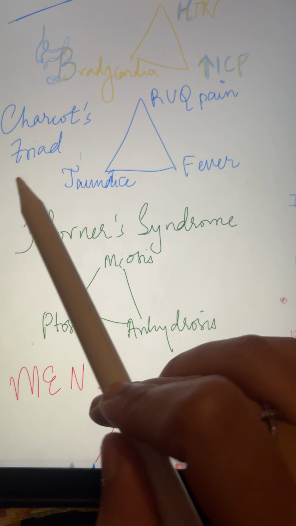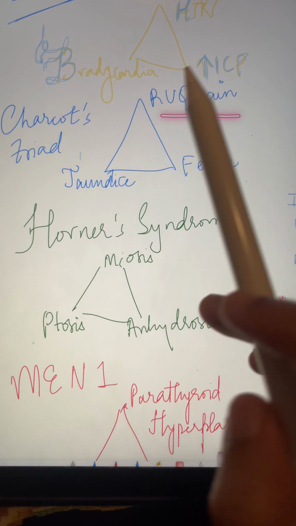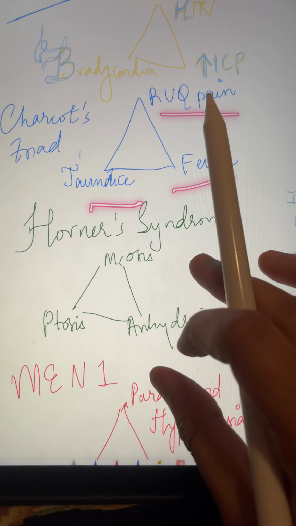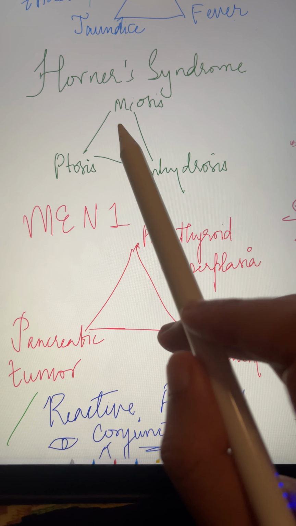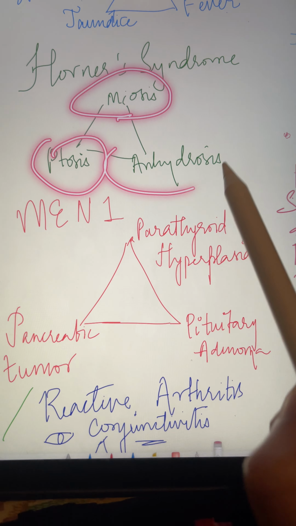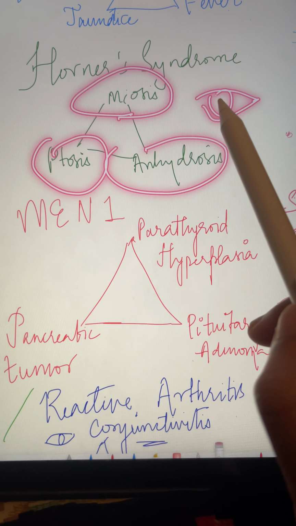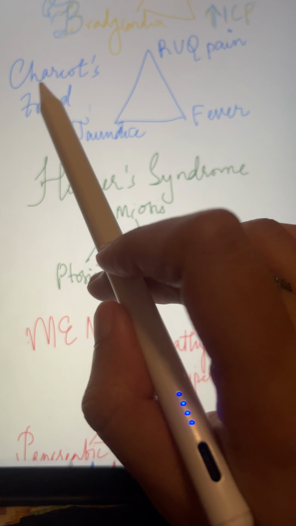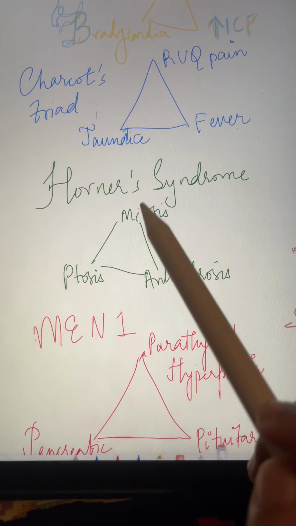Then we have the Charcot's triad, which includes right upper quadrant pain, jaundice, and fever. Next, we have the Horner syndrome, which includes miosis, ptosis, and anhidrosis, everything related to the eye. This Charcot's triad is mostly seen in cholangitis.